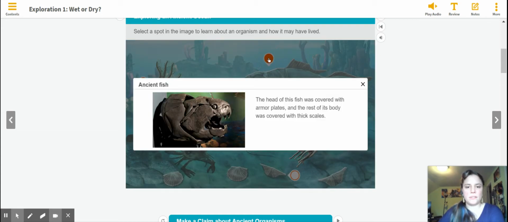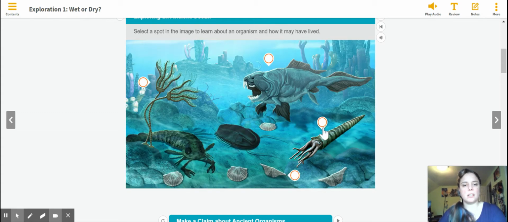This is an ancient fish. The head of this fish was covered with armored plates, and the rest of its body was covered with thick scales. All right, that's pretty cool. He's gnarly looking.